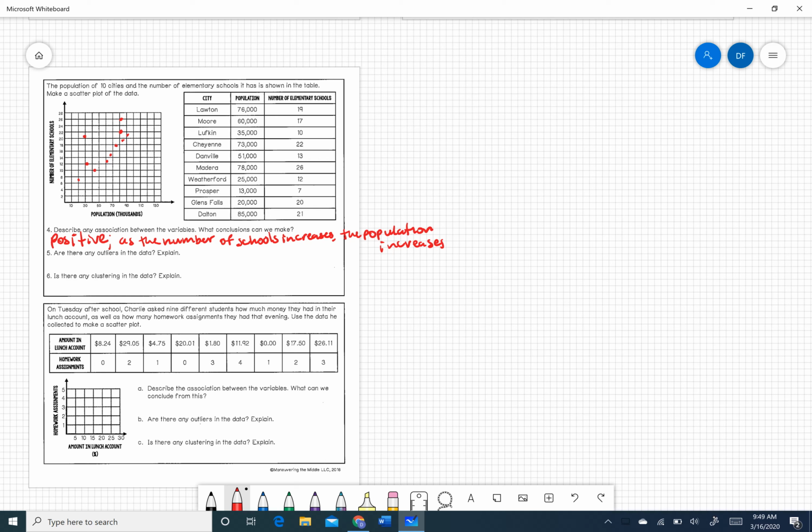And so if we look at this, we can ask ourselves if there are any outliers in our data.